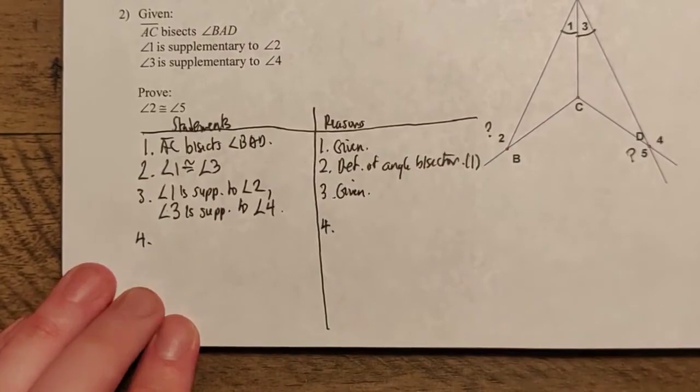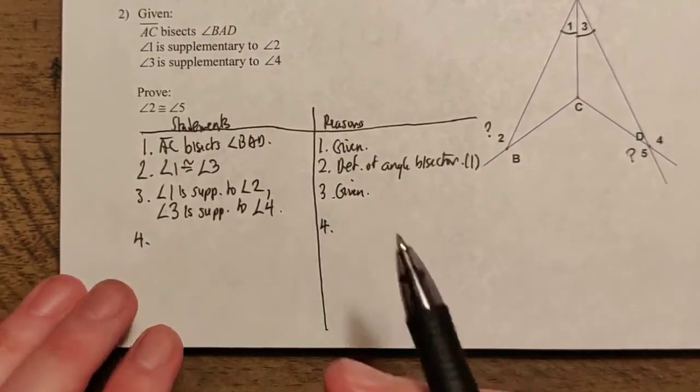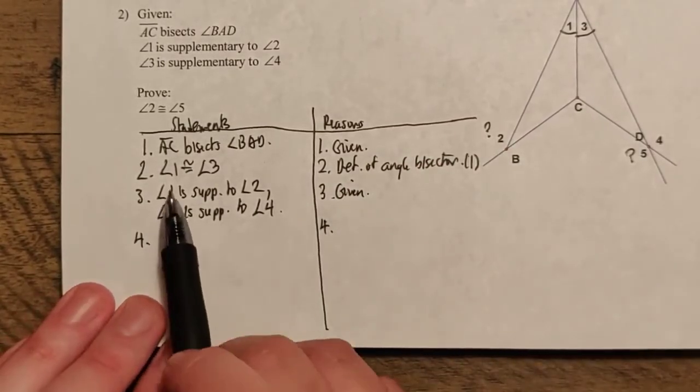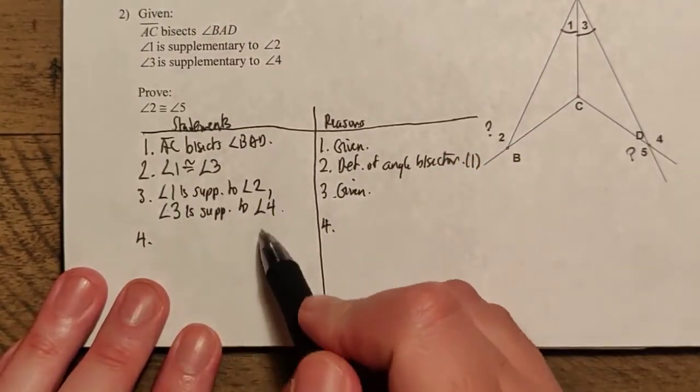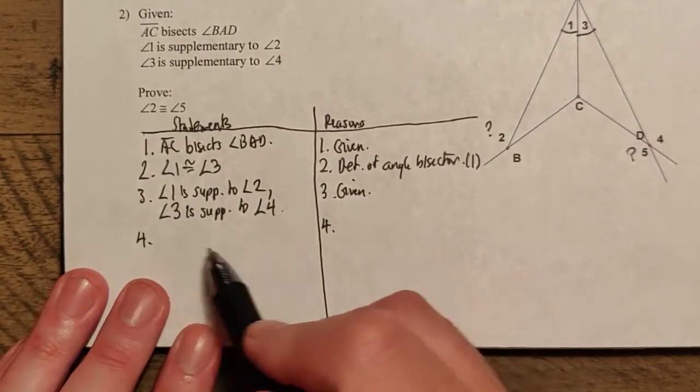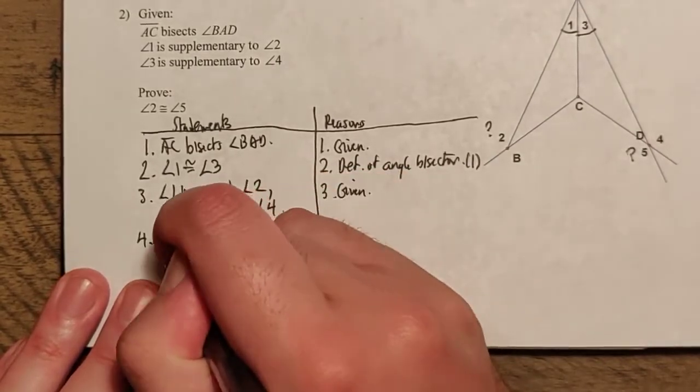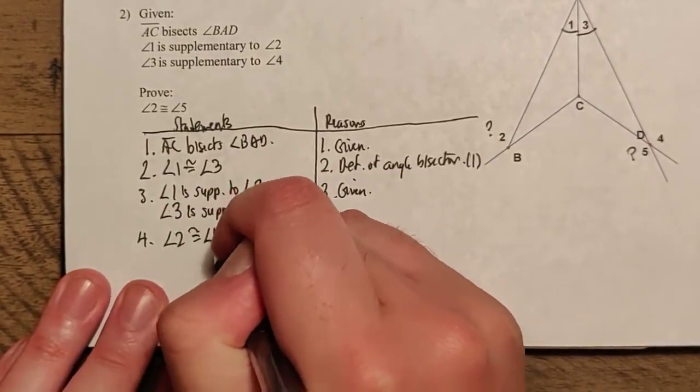Now let's move on here. Now we notice that the stage is set for us to use our particular theorem here. 2 and 3 are set up in this situation here. So now, because 1 and 3 are congruent, and 2 is supplementary to 1, 4 is supplementary to 3, we can now claim that angle 2 is congruent to angle 4 here.